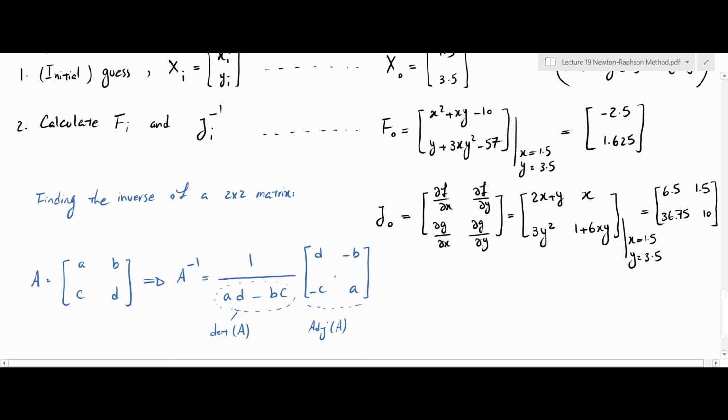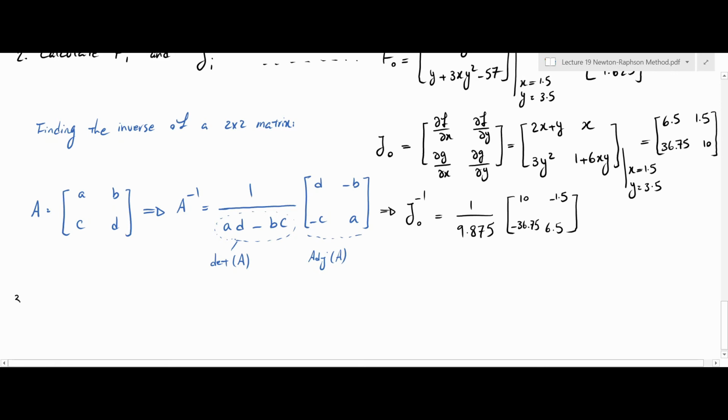So if I do the same thing for our matrix J0, the inverse of J0 will be 1 over the determinant of J0, which is in this case 9.875, times the adjugate of J0, which is 10.65, minus 1.5, and minus 36.75. So this is step 2.